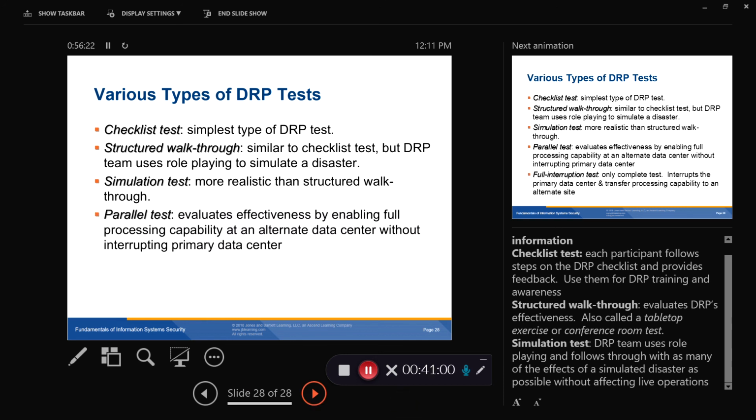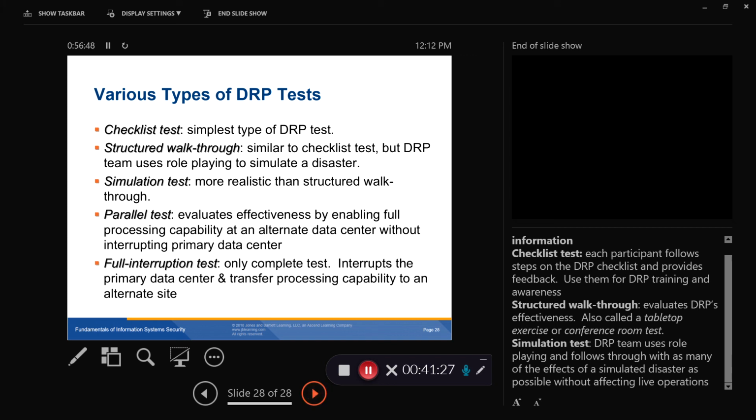A parallel test. This evaluates the effectiveness by enabling full processing capability in an alternative data center without interrupting the primary data center. But of course, this is rather costly because you're running a parallel test somewhere else at the same time. And this is what we would actually do at Savannah Foods when we'd go up to the hot site in Atlanta. And a full interruption test. This is the only complete test, interrupts the primary data center and transfers processing capability to an alternate site. It is very, very expensive because you are interrupting the entire business to do this.